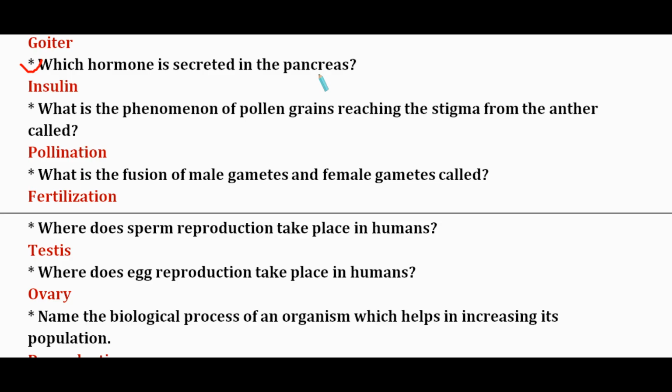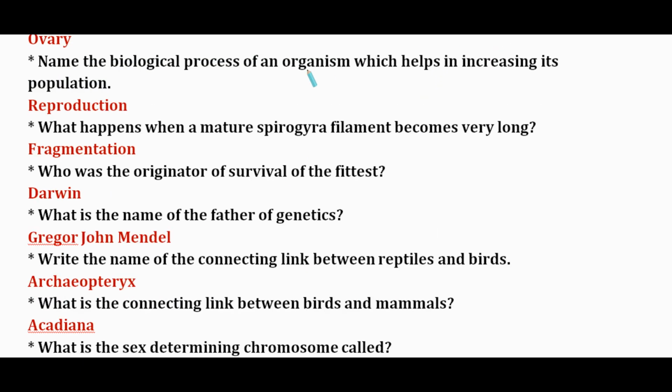Next question. Which hormone is secreted in the pancreas? It is insulin. What is the phenomenon of pollen grains reaching the stigma from the anther called? Pollination. What is the fusion of male gametes and female gametes called? It is fertilization. Where does sperm production take place in humans? Testis. Where does ovum production take place in humans? Ovary.